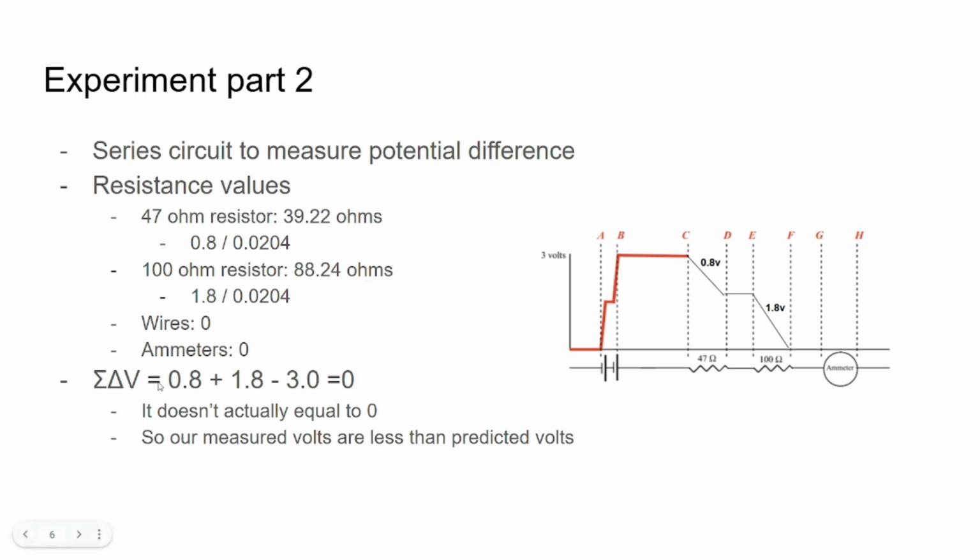When we use our loop rule, the change of voltage doesn't actually equal 0. So our measured volts are less than our predicted volts. And here's our chart. As you can see, the voltage dropped 0.8 volts across the 47 ohm resistor and dropped 1.8 volts when going through the second resistor.